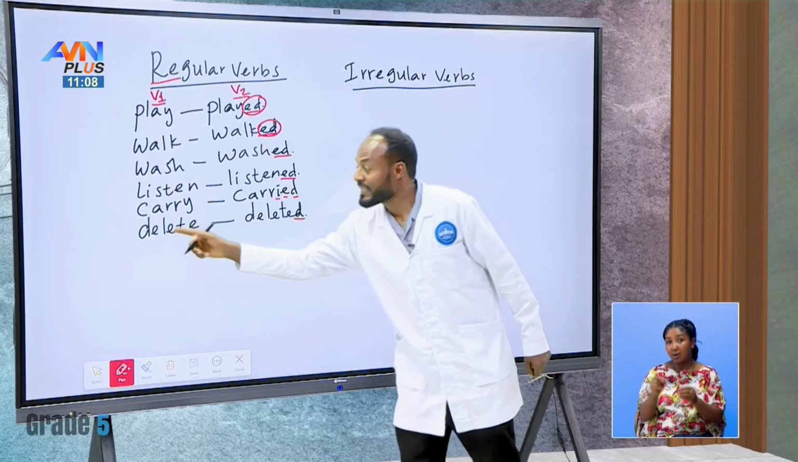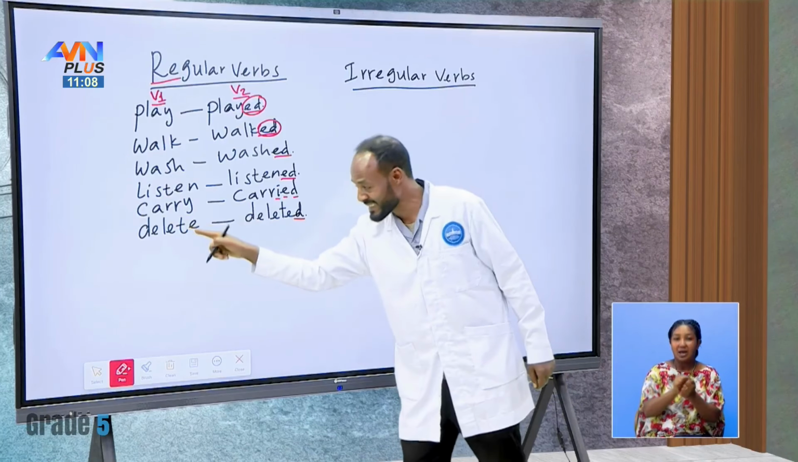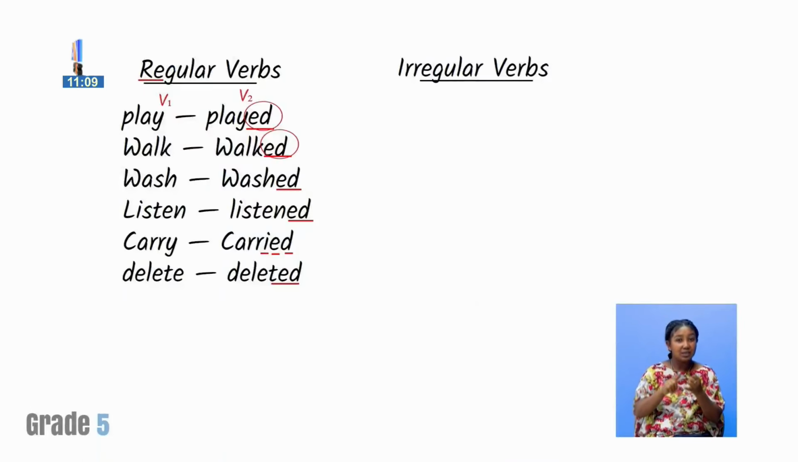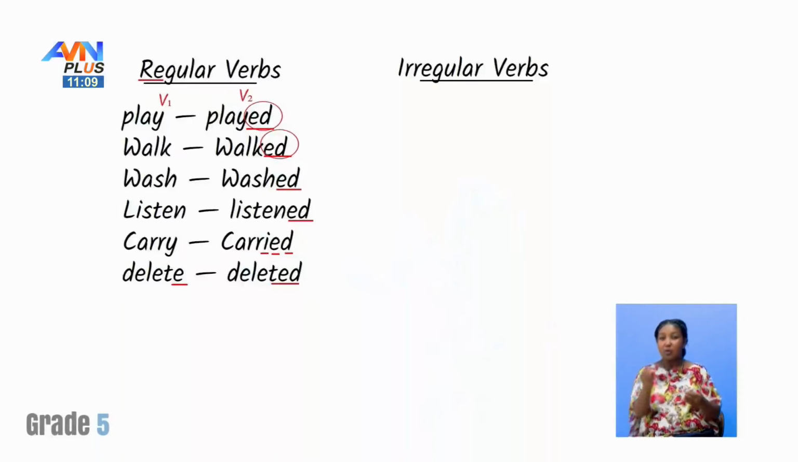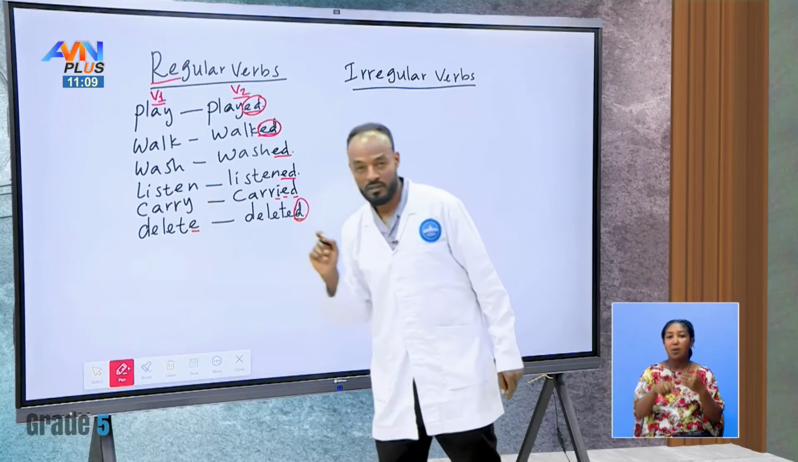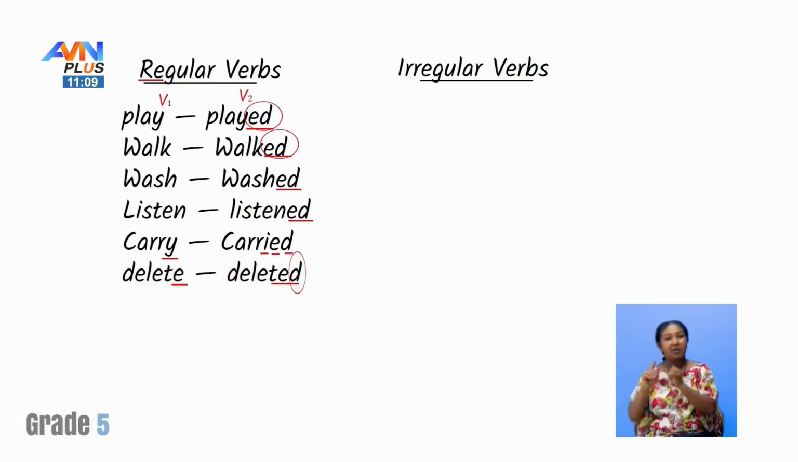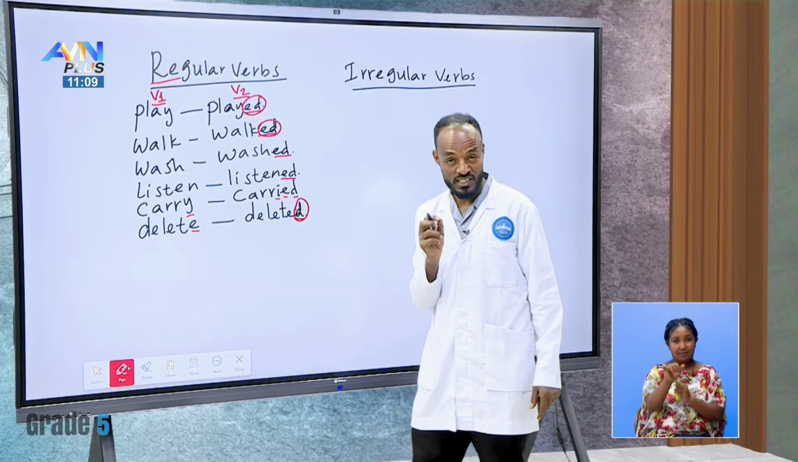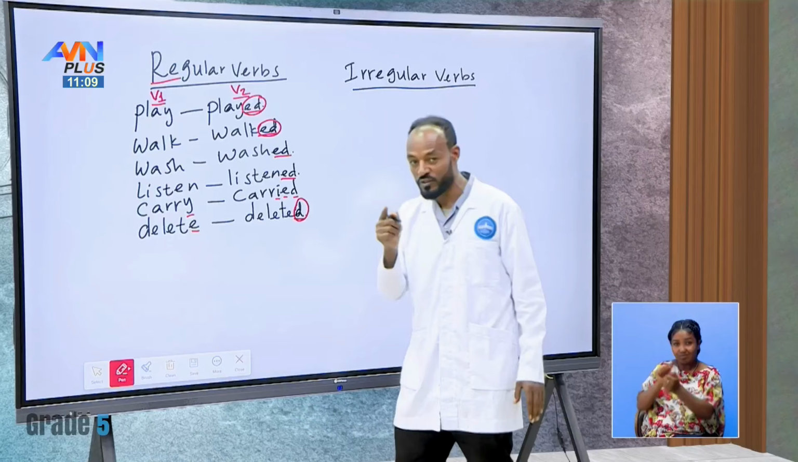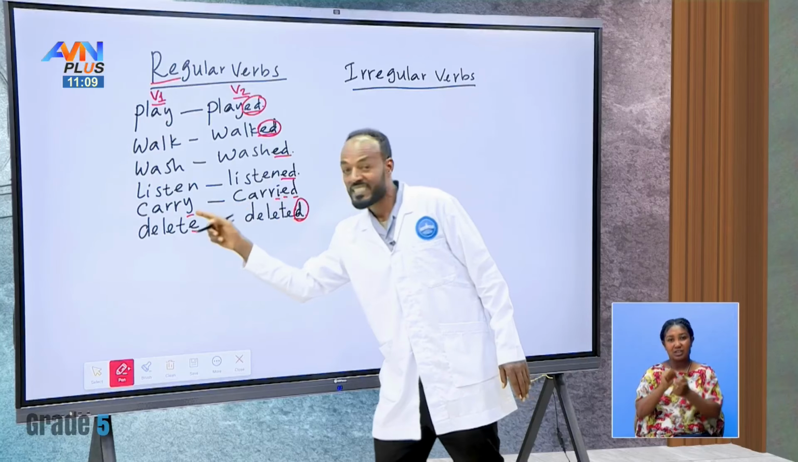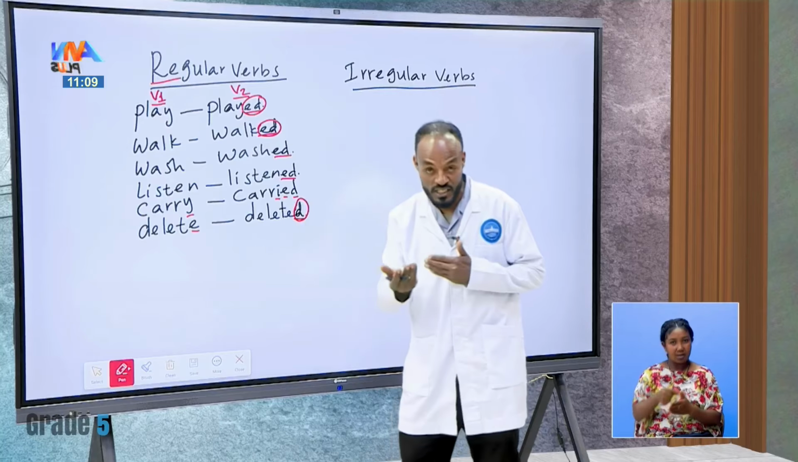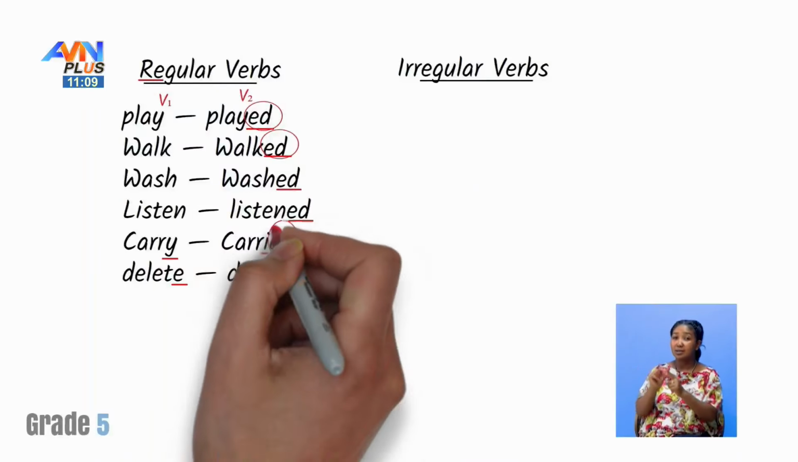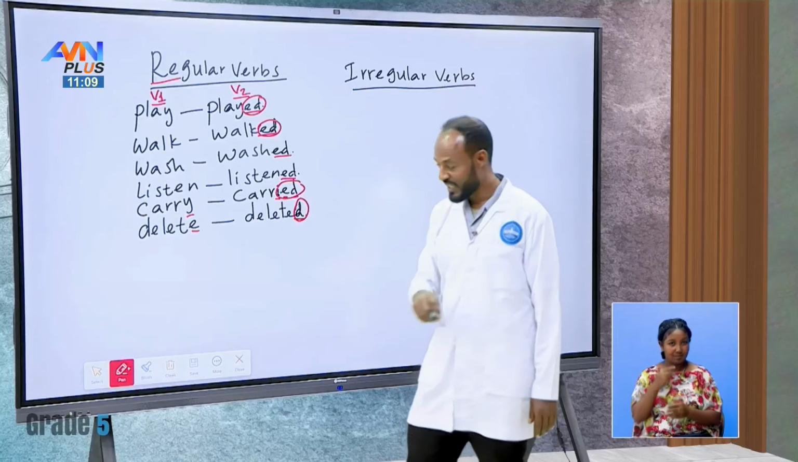For example, the word delete. When we say delete here, it ends in e, isn't it? So, no need to add another e. Then we simply add only d here. Okay? Bravo. What about carry? Carry. It ends in a y sound, isn't it? So before we change into verb 2, we have to change y into i. Clear? Then we have to add ed. Such kinds of words can be said to be regular verbs. Is it clear? Nice, students.